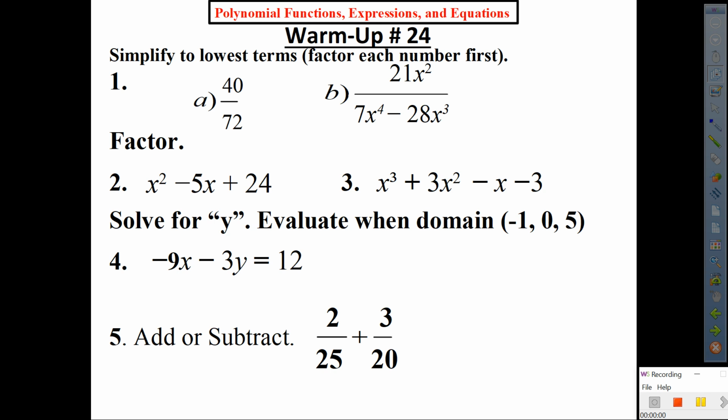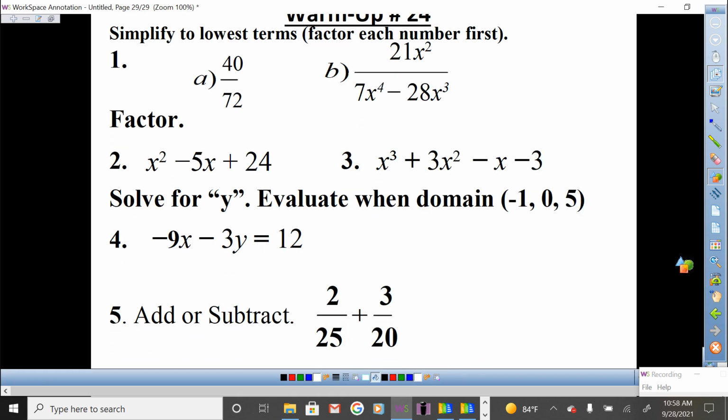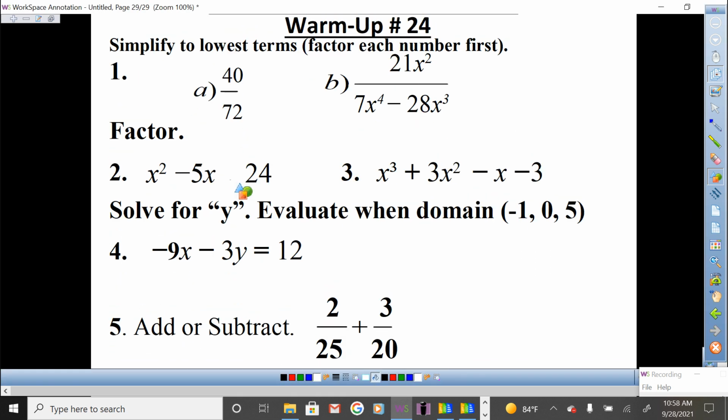Numbers 2 and 3, it says factor. Number 2 reads, let me make a change on that one. Give me a second. Number 2 reads x squared, let me read that again, x squared, trying to make it a minus, my goodness. X squared minus 5x minus 24. Number 3, x cubed plus 3x squared minus x minus 3.